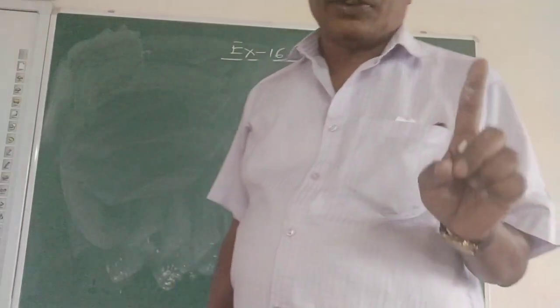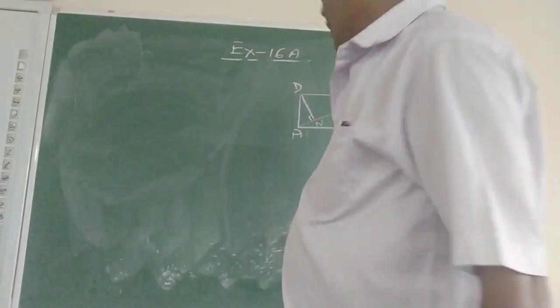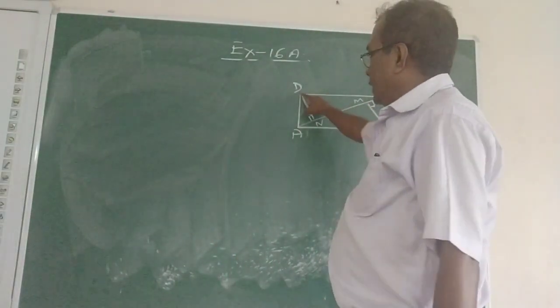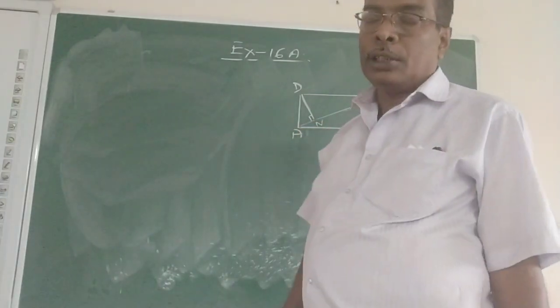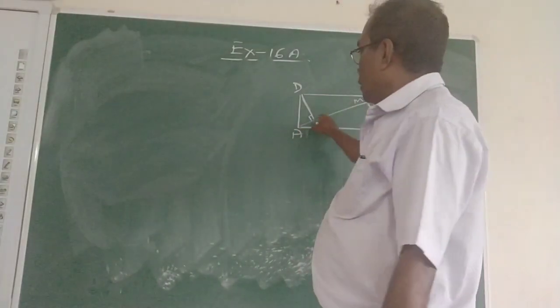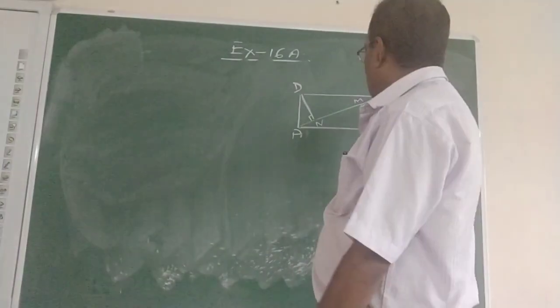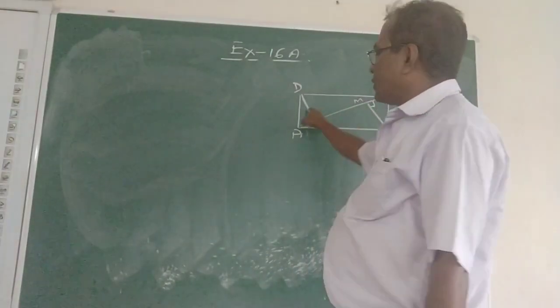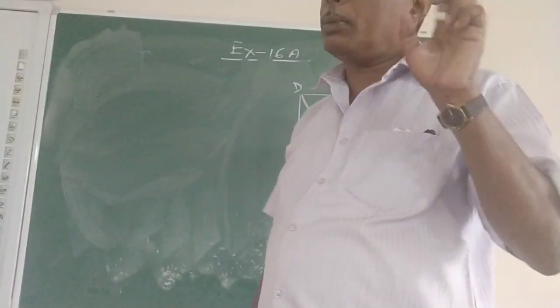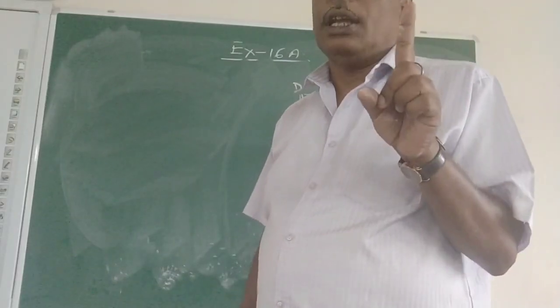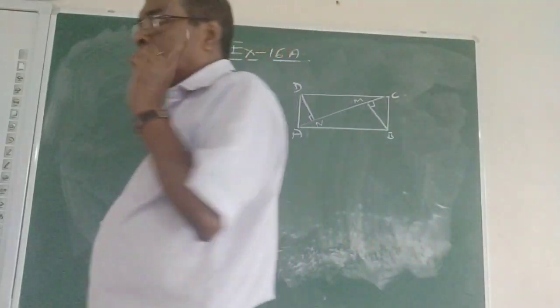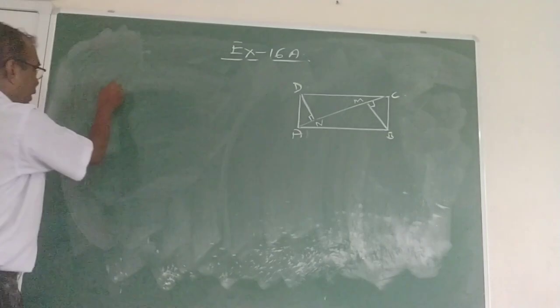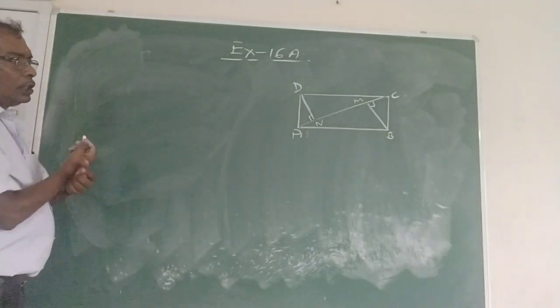We have to prove two things here. One is triangle BMC and triangle DNA are congruent. And number two, BM equal to DN. Yes, obviously, if the triangles are congruent by CPCT, you can say BM equal to DN. That is not a problem. The problem is on congruency. Yes, congruency we have done in standard 7. For congruency, these 5 postulates will be required.